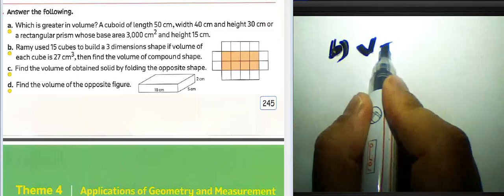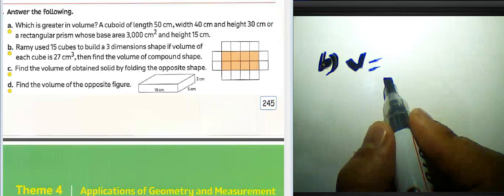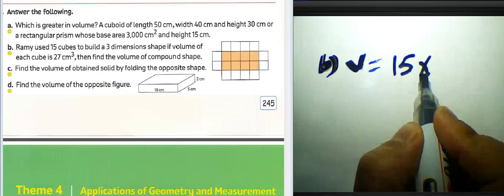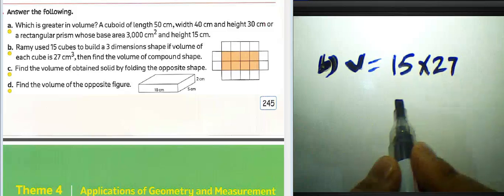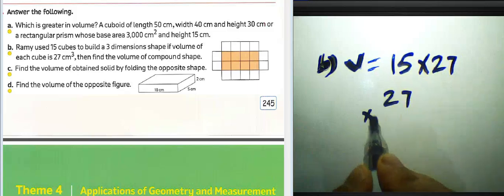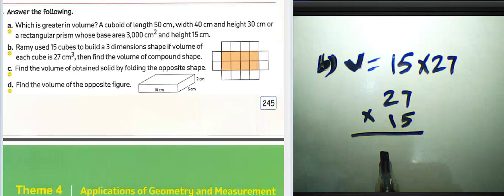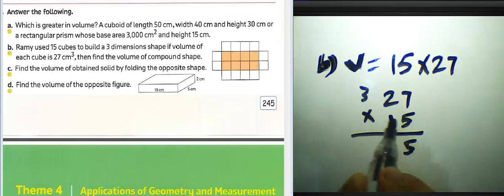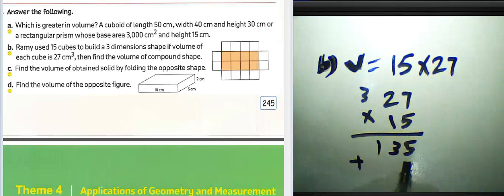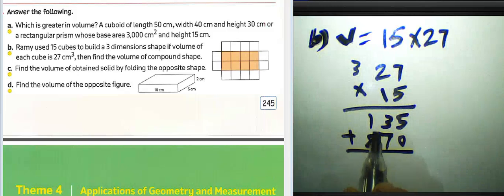Letter B, volume equals the number of cubes, 15, multiplied by the volume of each one, 27. 27 multiplied by 15. 5 times 7 equals 35. Write 5 and carry 3. 5 times 2 equals 10 plus 3 equals 13. 1 times 7 equals 7. 1 times 2 equals 2. And then we can find the result.